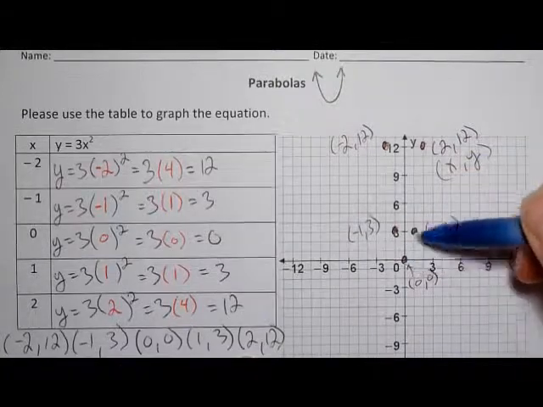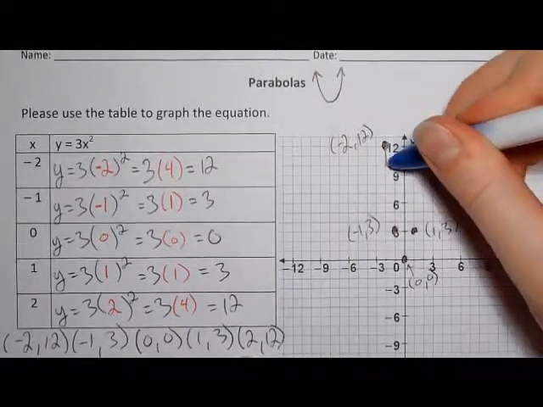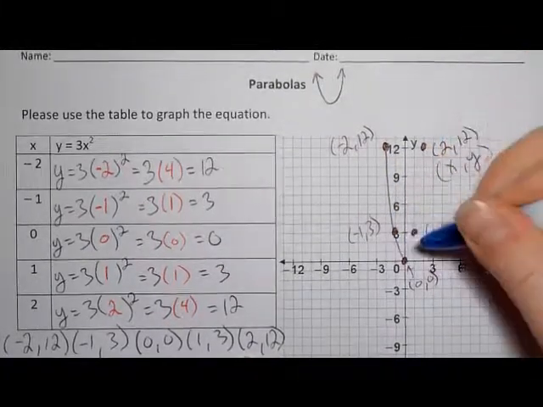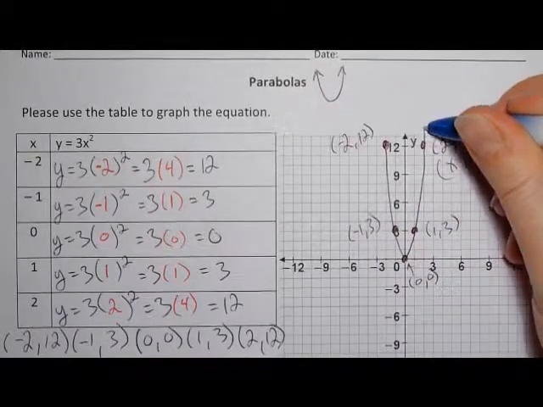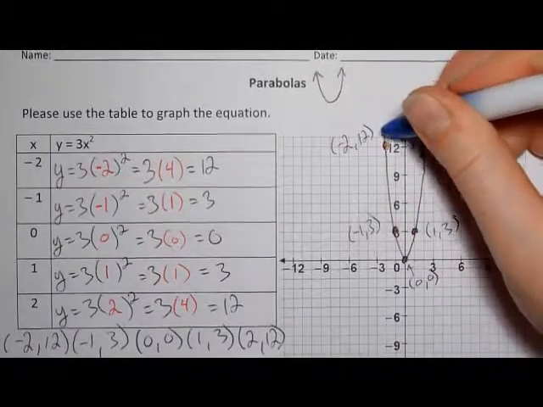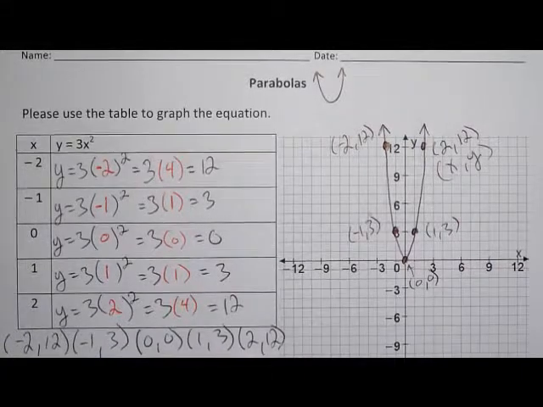Now, I know that it should be a U shape. I've got enough points to estimate what the U would look like, so I just sketch it in. It doesn't have to be perfect. And I know that it's going to continue on forever and ever and ever. So I have my graph.